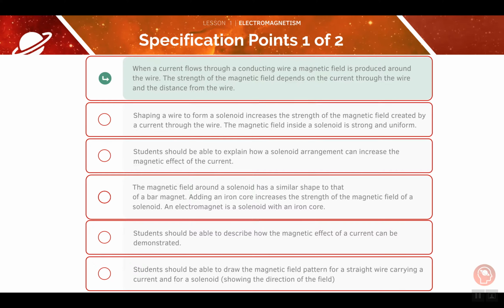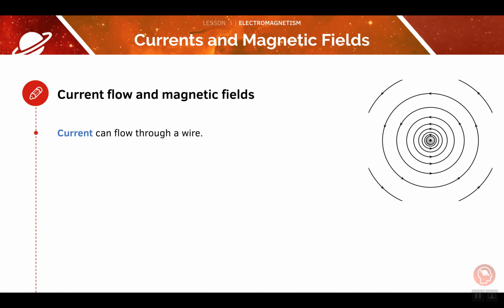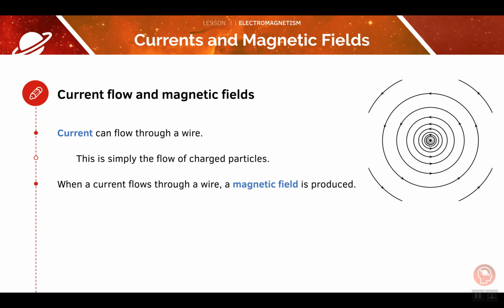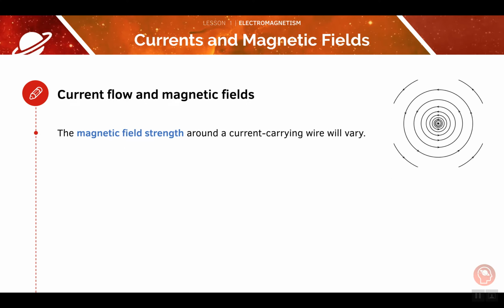First, we will look at the strength of a magnetic field. Current can flow through a wire. As we've seen earlier, this is also known as the flow of charged particles. This current flowing through the wire is able to produce a magnetic field. The shape of the magnetic field is like a cylinder, with the wire in the middle and lots of circles going around it. The magnetic field strength around a current-carrying wire will vary.